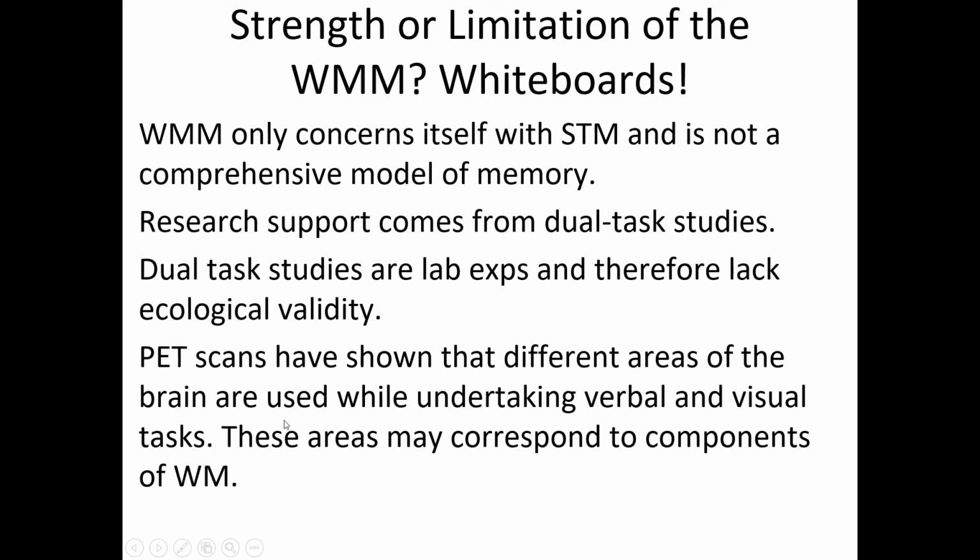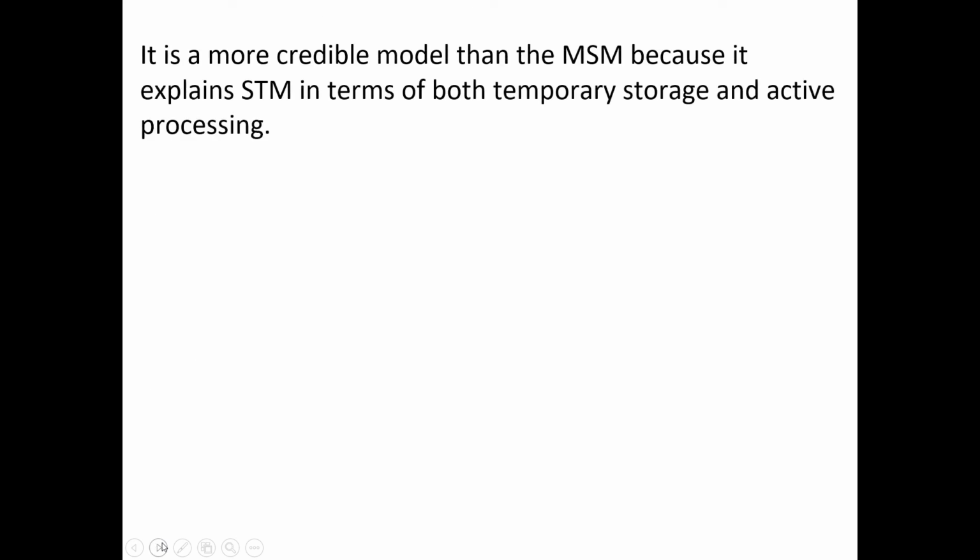PET scans have shown that different areas of the brain are used while undertaking verbal and visual tasks. That's a strength because it's really helping us to see that the brain may organise information according to whether it's visual or acoustic, and this may be then assigned to different memory functions. So that's a definite strength. It's a more credible model than the MSM.